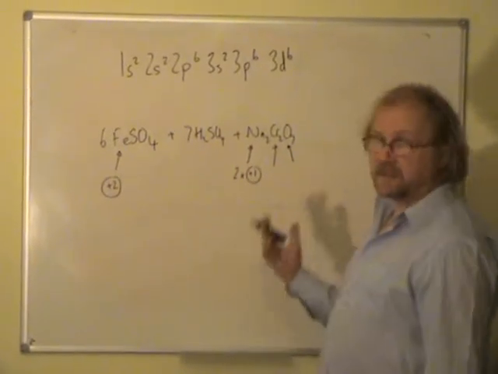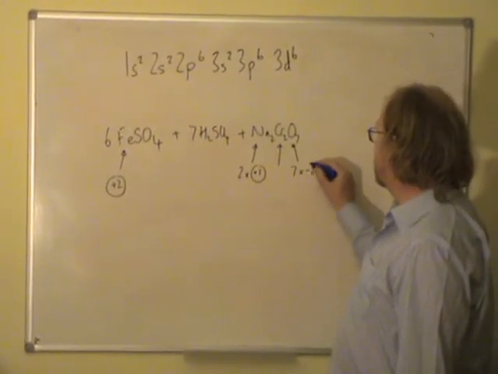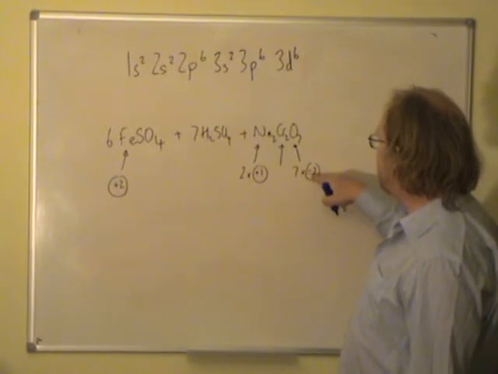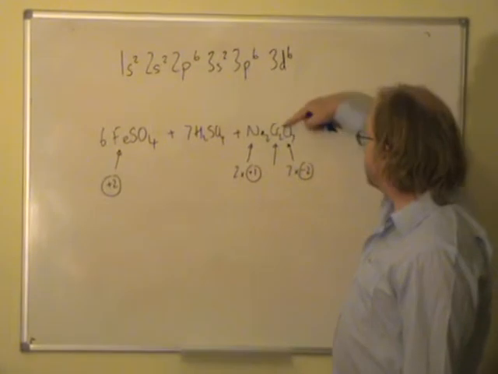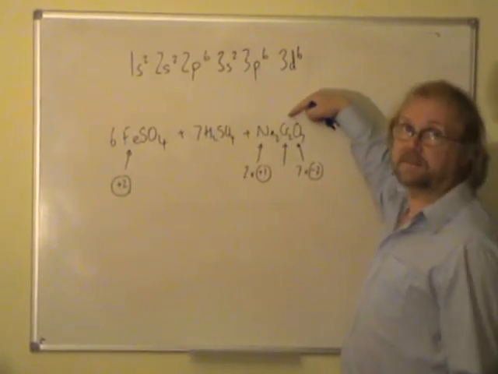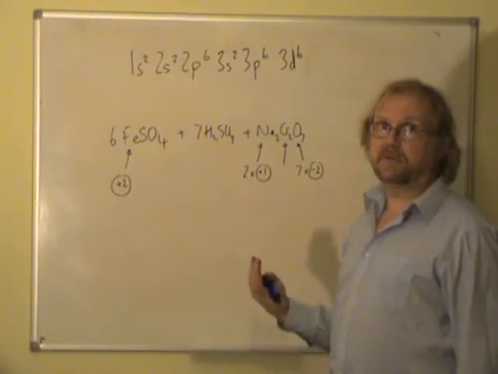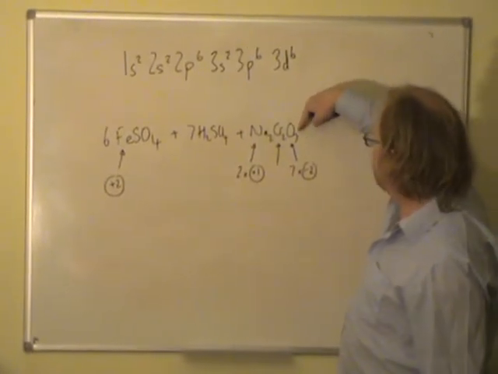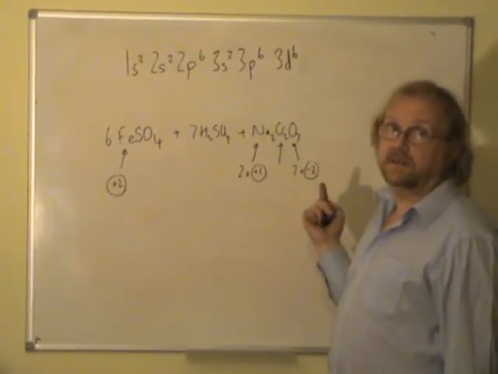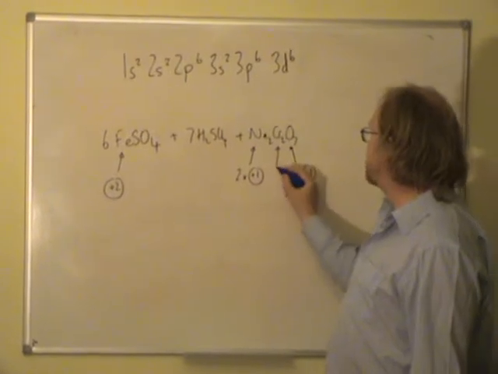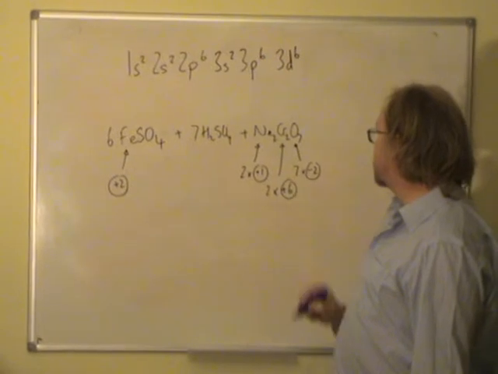Oxygen is always -2 in compounds. So we've got 7 lots of -2. So we've got -14 plus 2 takes us to -12. And so these two chromiums between them must add up to +12, because remember, neutral compounds add up to 0 overall. So we've got -14 from the 7 oxygens, +2 from the 2 sodiums, takes us to -12. So the two chromiums must add up to +12, so 2 times +6.